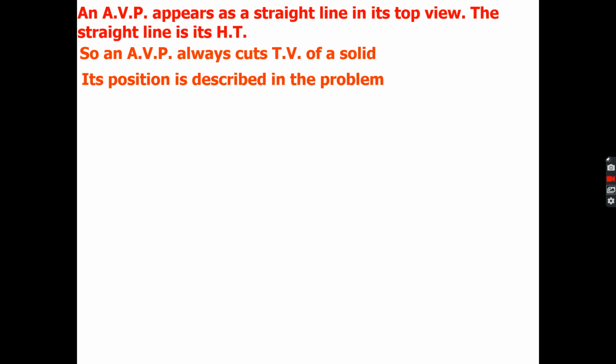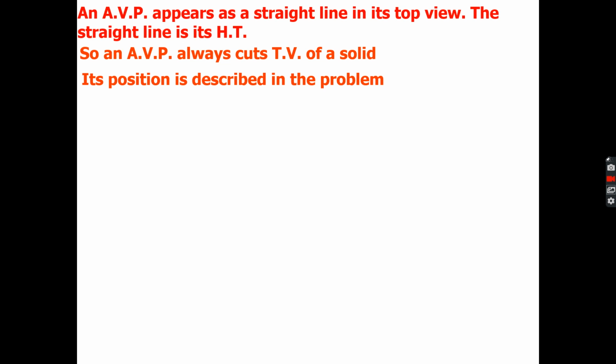Similarly, if there is a plane, we extend the plane toward the horizontal plane. Wherever it cuts the horizontal plane is the horizontal trace of that plane. And what will be that horizontal trace? It will be a straight line. So the horizontal trace of a line is a point, and the horizontal trace of a plane is a line.